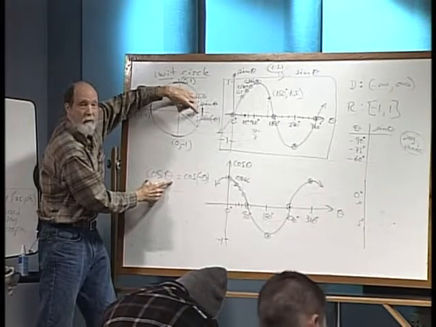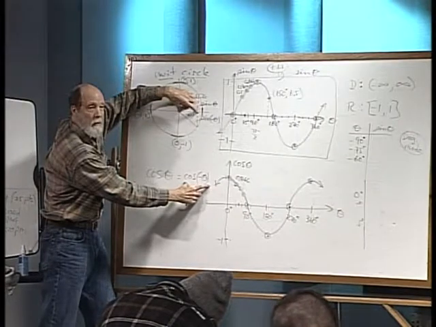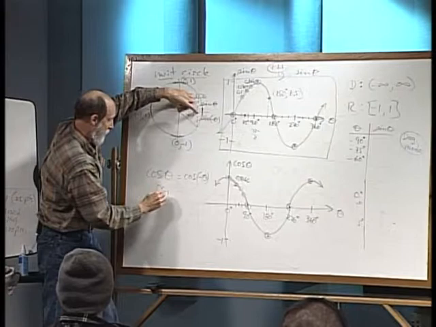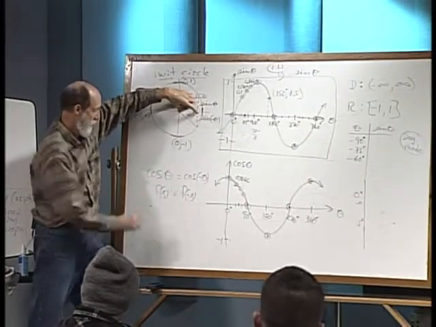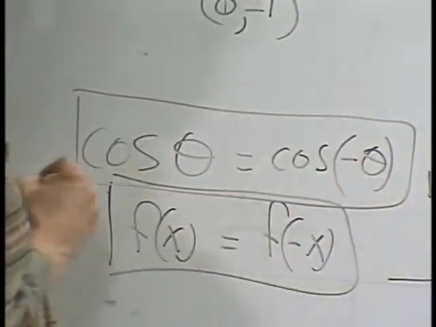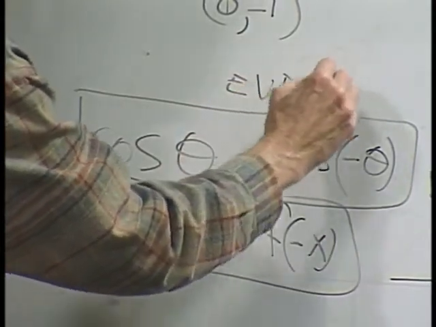That output value is the same as this output value. This is analogous to writing f of x equals f of negative x, which means the cosine is what kind of a function? It's an even function.